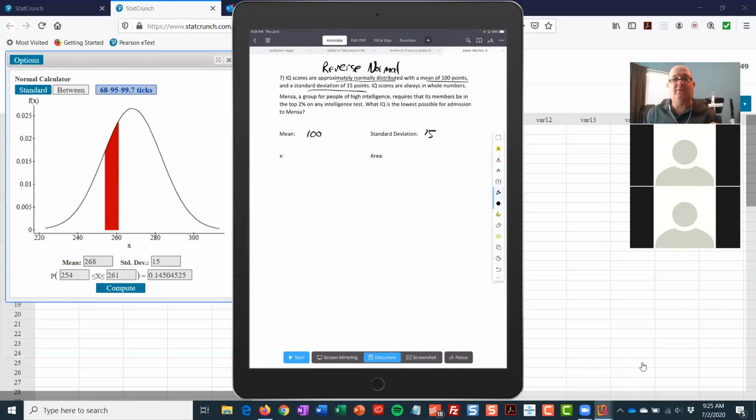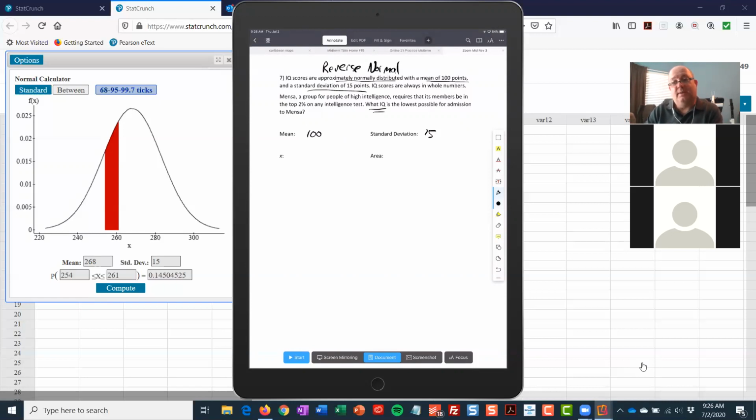So notice what it's asking for. It's not asking for a probability. It's not asking for a percent. It's asking for an IQ score. So we're looking for a value rather than a probability, rather than an area.